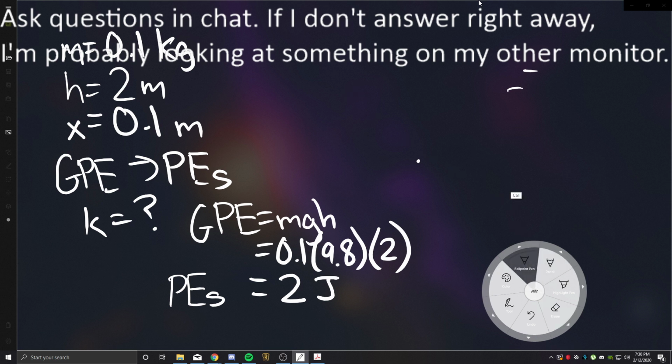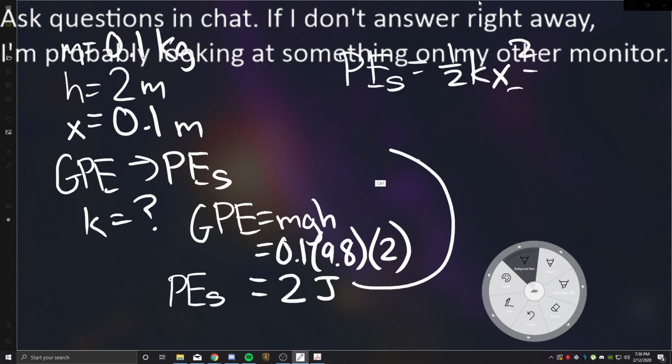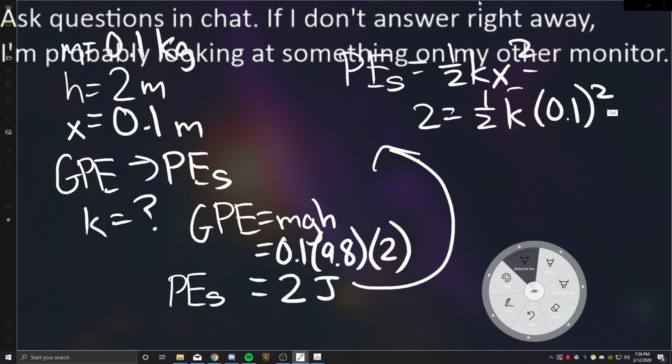There are going to be some things left behind. And now we also know that the potential energy of my spring is equal to 1 half kx squared. And we figured out right here that my potential energy of my spring, when it's compressed 0.1 meters, is 2 joules, right? Because when the apple falls down on the spring, it's compressing it. And so now the spring has potential energy. So now that's 1 half k. We want to solve for k, and we know that the distance that I stretch it is 0.1 squared.